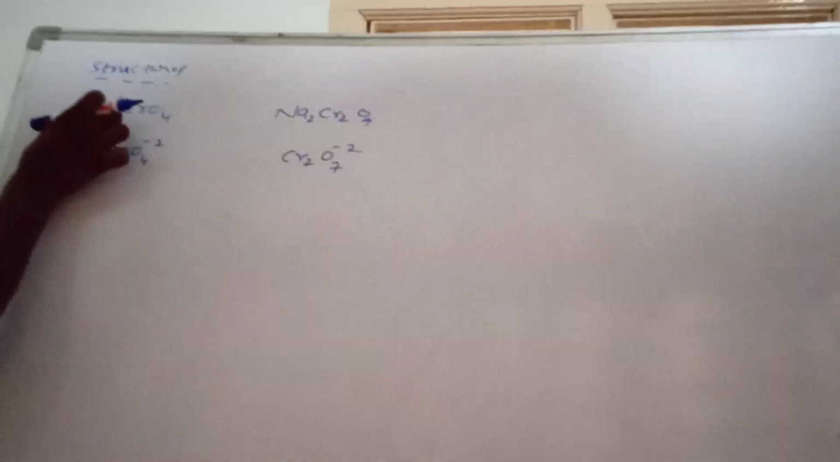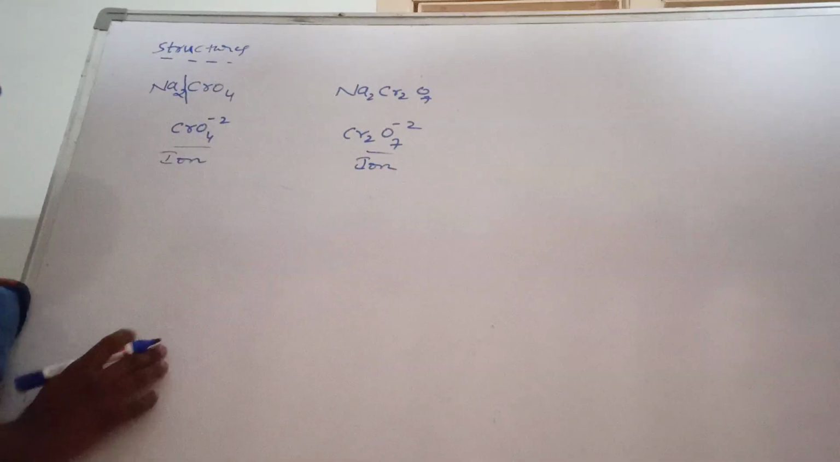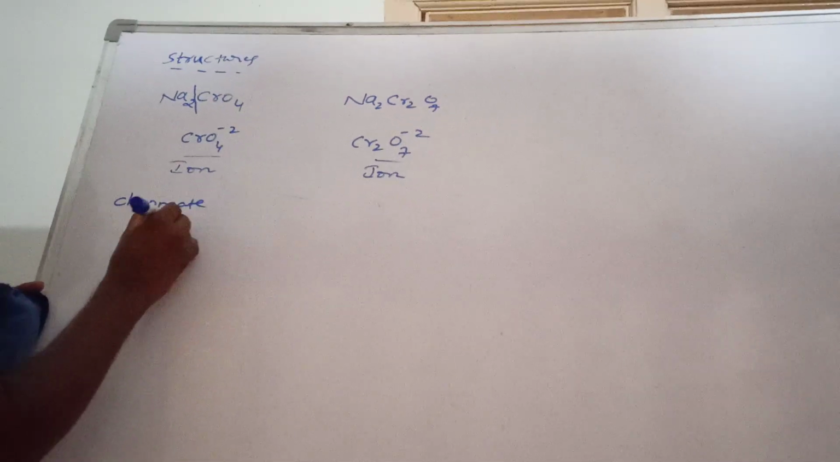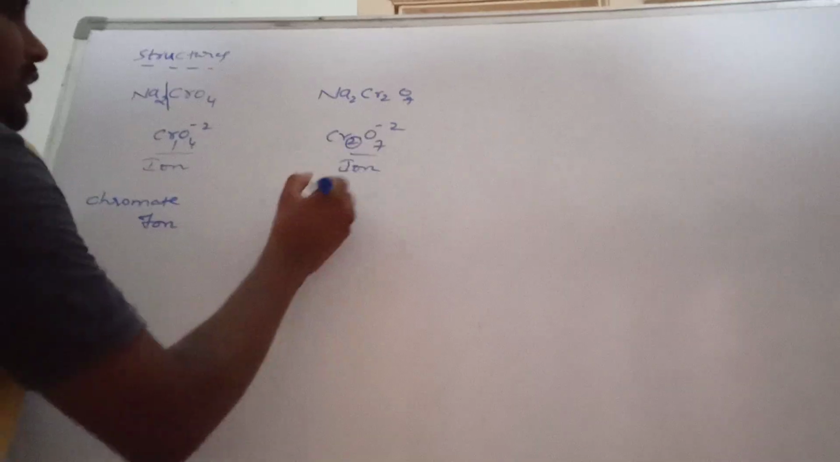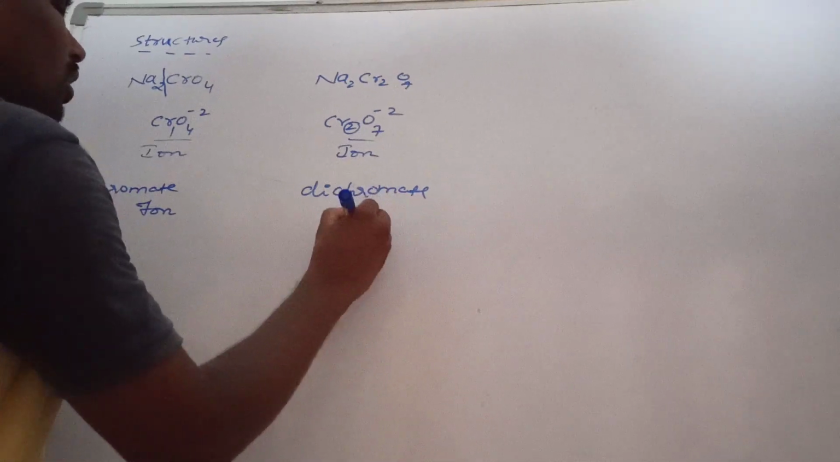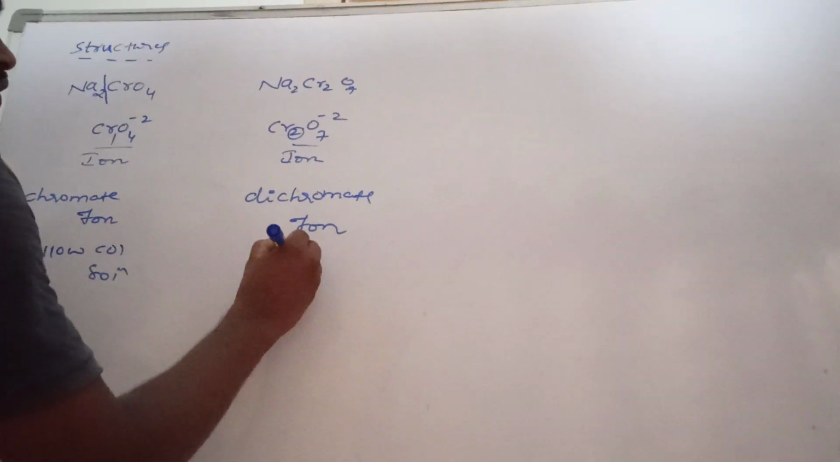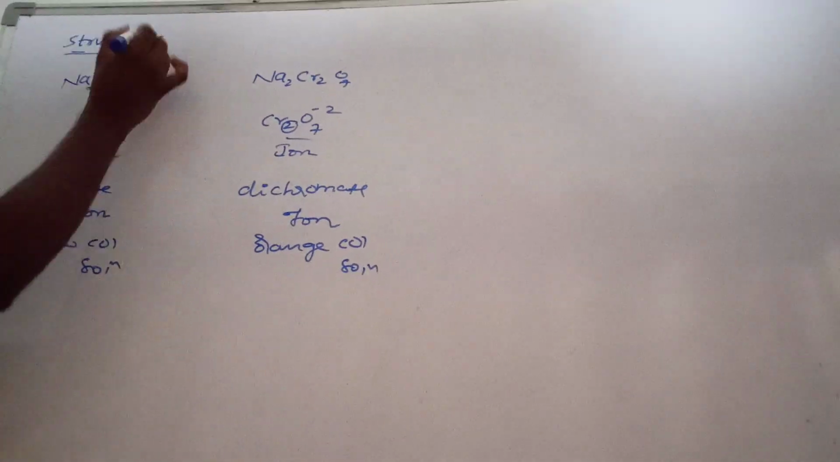Sodiums are not there. After that, we obtain ions. This is an ion. This is also called an ion. This ion's name is chromate. Chromate ion, because here only one chromium is there, but here two chromiums are there. That's why it has to be called dichromate ion. It is a yellow color solution, orange color solution, but the topic name is structures.